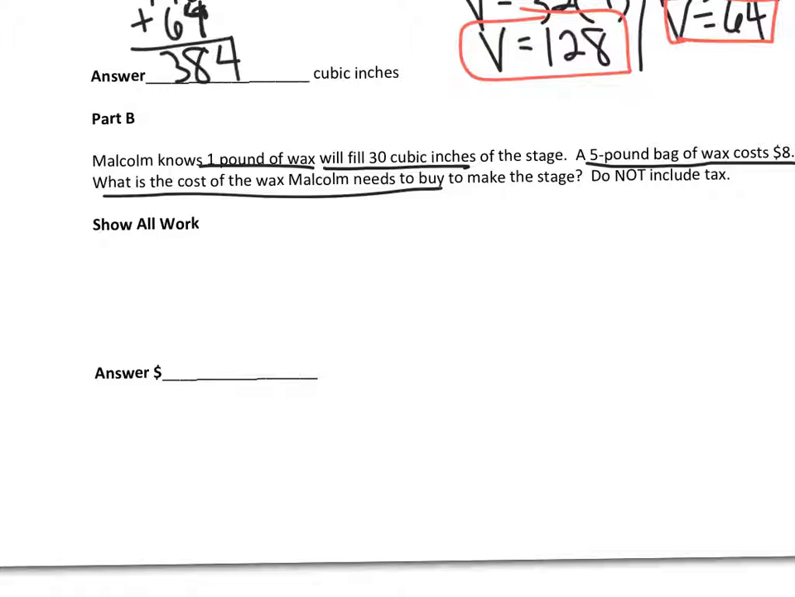We know 1 pound of wax is going to fill 30 cubic inches. So first we could figure out how much wax we would need. So if we take 384 divided by 30, that's going to tell us how many pounds we need, because how many 30s do we need? That's how many pounds we need. So 384 divided by 30 is 12.8. What that means is we need 12.8 pounds.